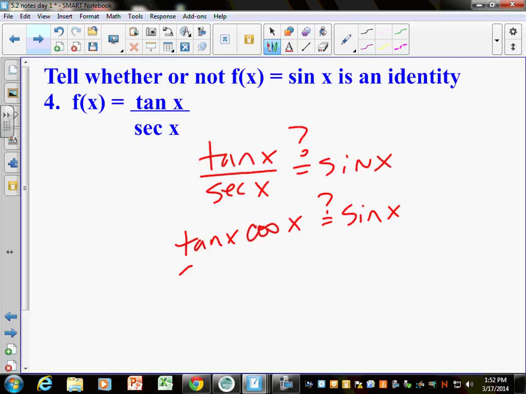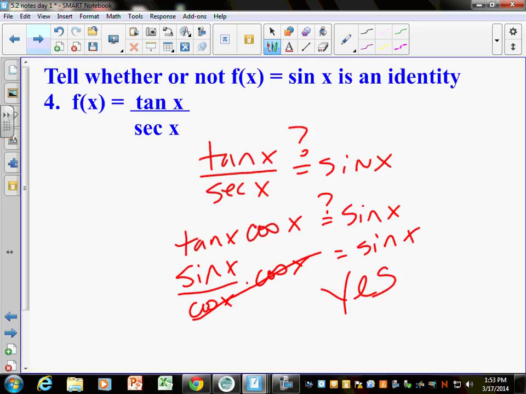Sine over cosine. So is this going to be true? Does that just equal sine? Yes. If it doesn't equal sine, then you say no. And there's 3 of those on your homework.